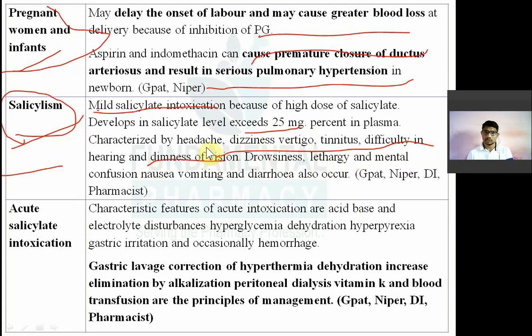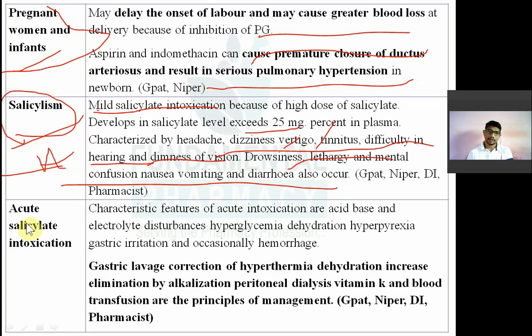Headache मतलब आपको पता है. Dizziness मतलब headache का टाइप है. Vertigo मतलब चक्कर आना. Tinnitus मतलब आपके कान में रिंगिंग होना. Difficulty in hearing and diminution of vision, drowsiness, lethargy, mental confusion, nausea, vomiting, diarrhea can occur. These are nothing but the symptoms of salicylism. So salicylism is also an adverse effect of your salicylic acid derivative or aspirin.